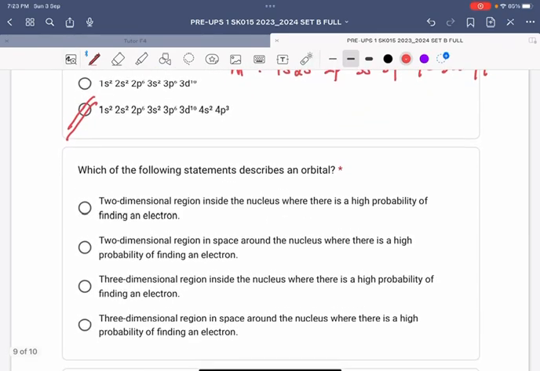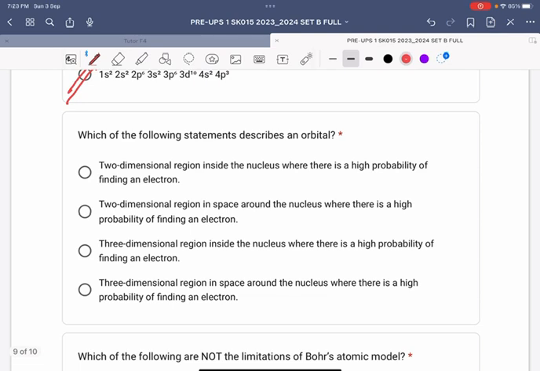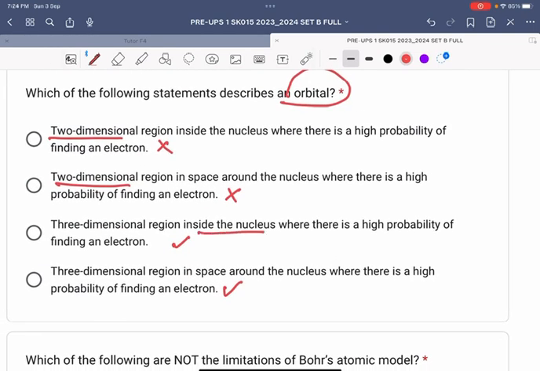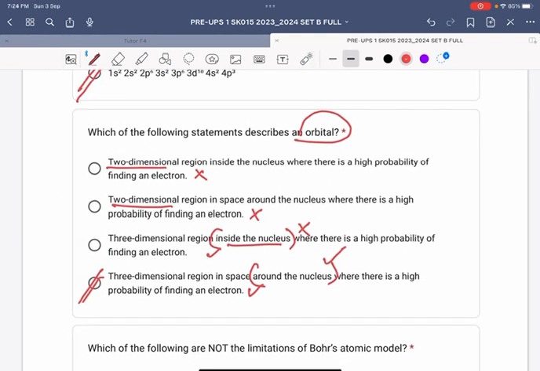Okay. Which of the following statements describes an orbital? Orbital is three-dimensional. Okay, so 2-dimensional is incorrect. So we only have options 3 and 4. 3-dimensional region inside the nucleus. Okay, this statement is incorrect. Okay, 3-dimensional region in space around the nucleus. Okay, this is the correct statement. So the answer is option 4.